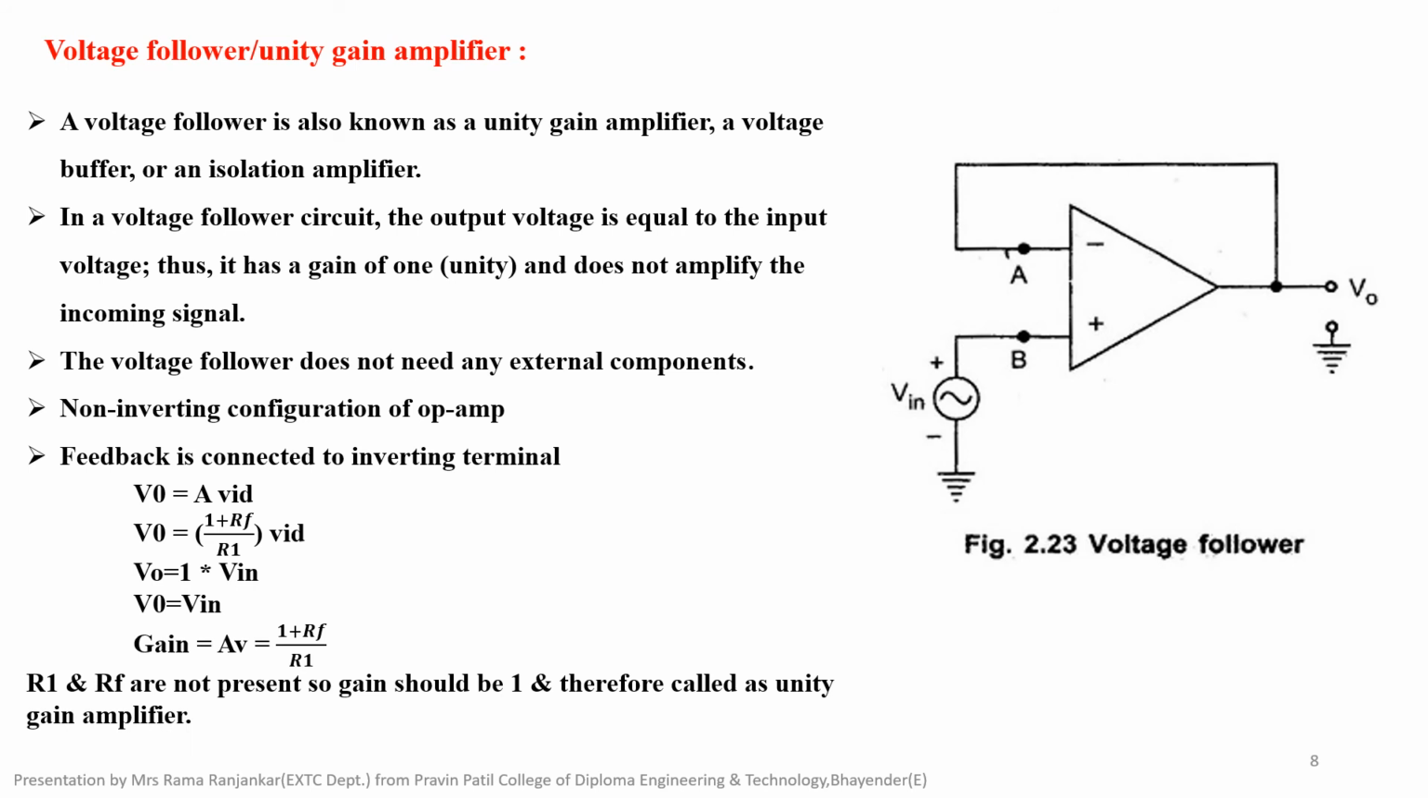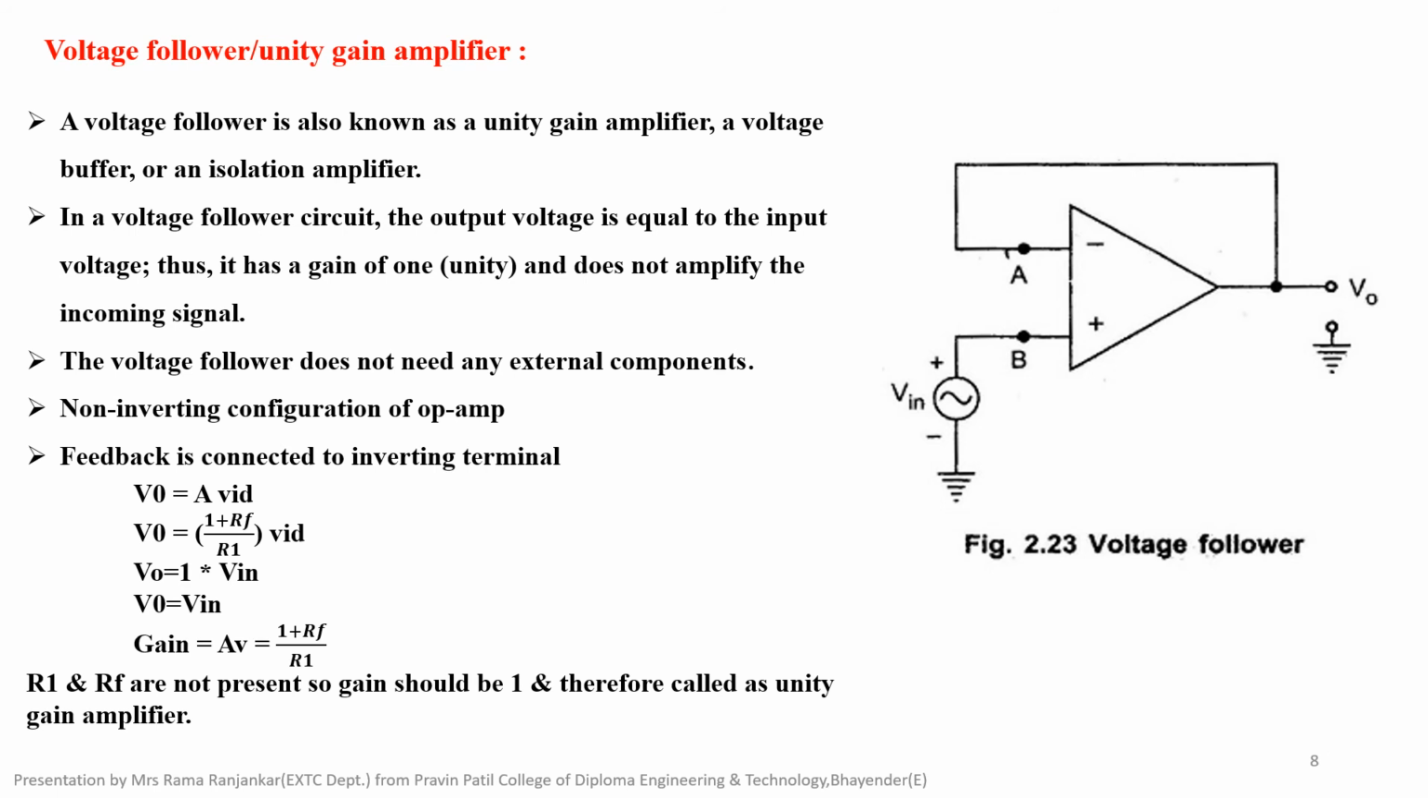A voltage follower is known as a unity gain amplifier, a voltage buffer or an isolation amplifier. In a voltage follower circuit, the output voltage is equal to the input voltage. Thus, it has a gain of unity and does not amplify the incoming signal. The voltage follower does not need any external components. It is a non-inverting configuration of op-amp, and the feedback is connected to the inverting terminal.